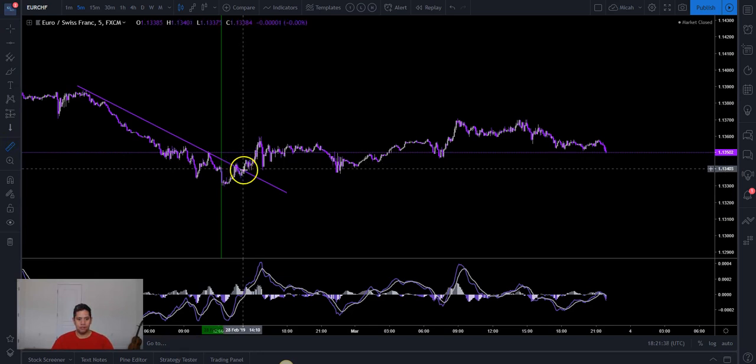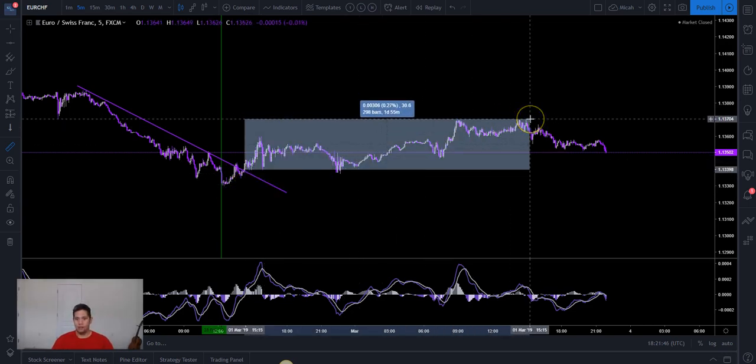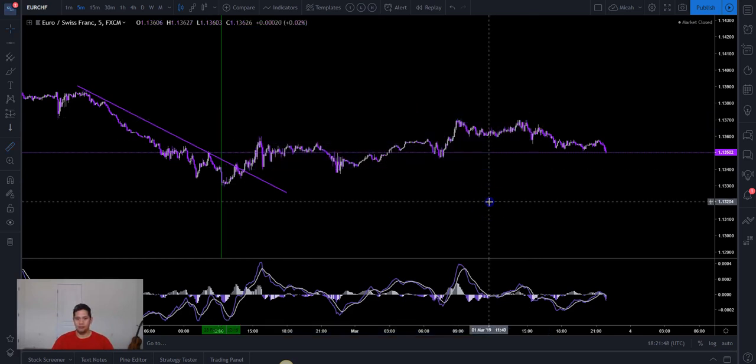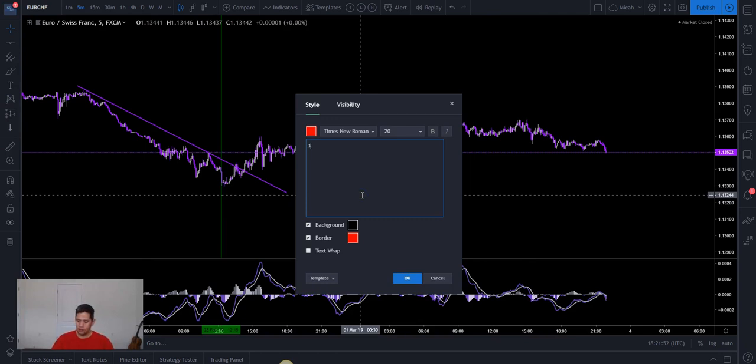So it crossed right here. So your stop loss would have been about 8 pips, 9 pips, and 30 pip gain. So let's mark that. 30 pip.